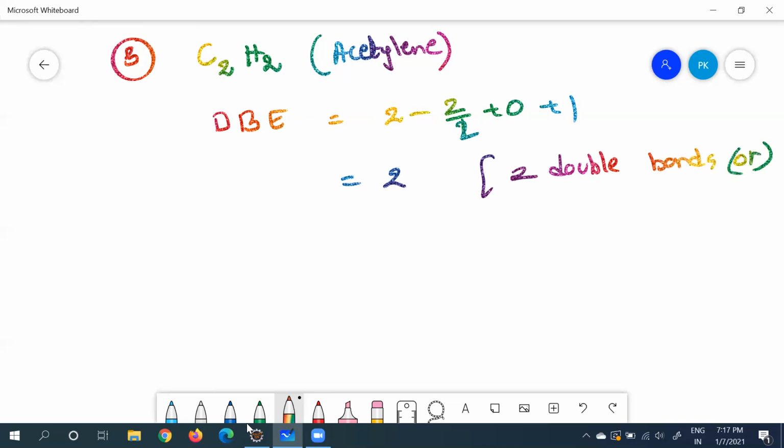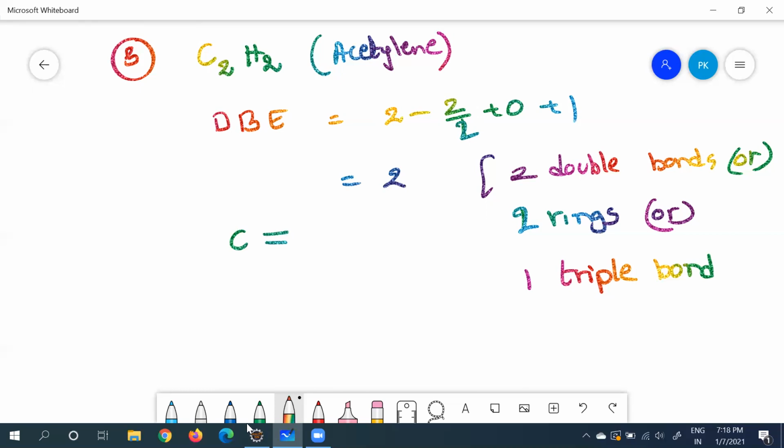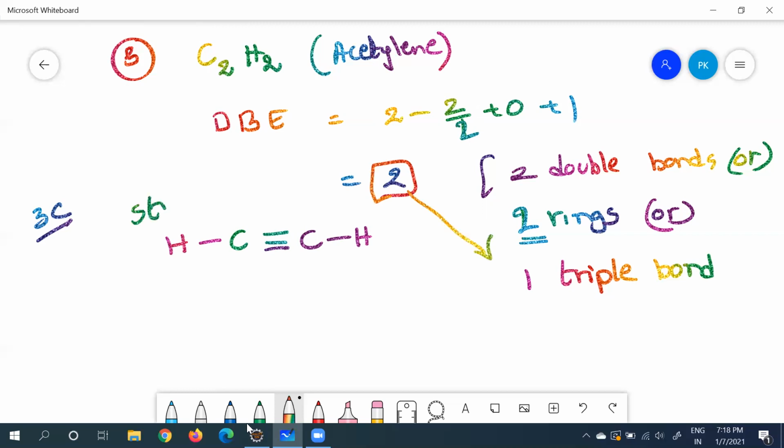you have to guess in this way. Two double bonds or one ring may be, sorry, two rings may be present, or one triple bond may be present. Okay, now guess. So is it possible to write two double bonds? Here only two carbons we have. How can we write two double bonds? We can't write. Is it possible to write the ring? In order to write a ring structure, minimum we need 3 carbons. Okay, here only 2 carbons are there. The only thing that we can write is a triple bond. So DBE 2 means 1 triple bond. So in this case, the correct structure is this one.